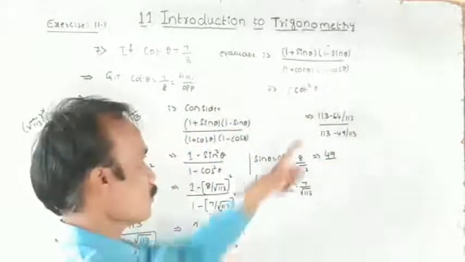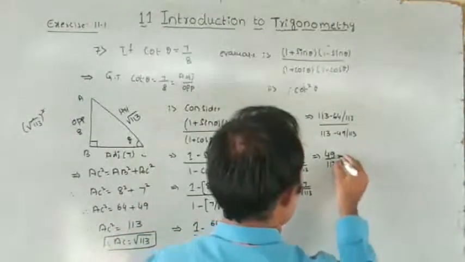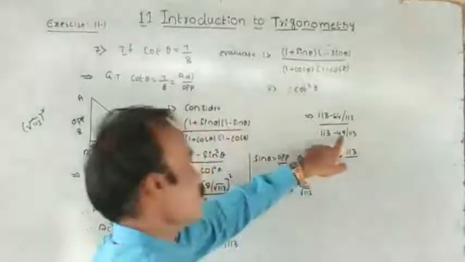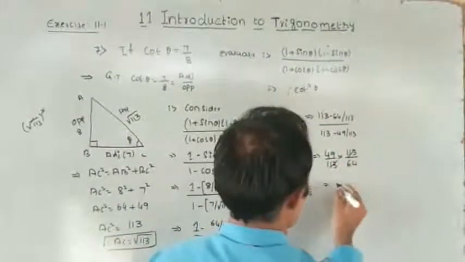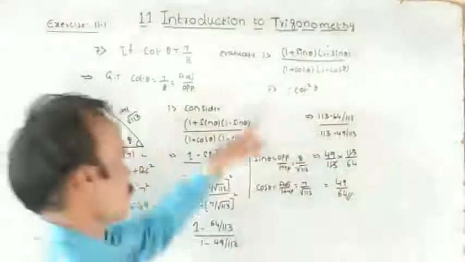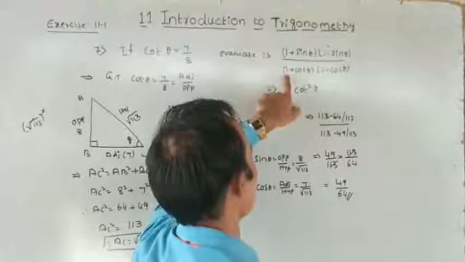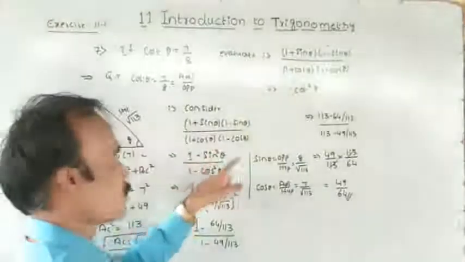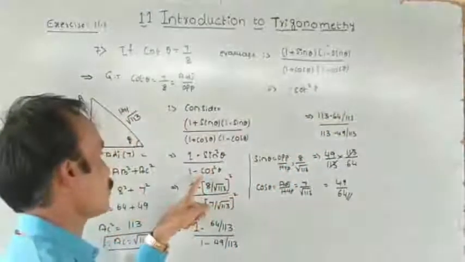So the difference, 113 minus 64 is 49, and 113 minus 49 is 64. Divided by 113 into, make it reverse now, that is 113 divided by 64, so these two get cancelled, which implies 49 by 64 is the answer. The first answer: 1 plus sin theta into 1 minus sin theta can be written as 1 minus sin square theta, and the denominator 1 plus cos theta into 1 minus cos theta can be written as 1 minus cos square theta.